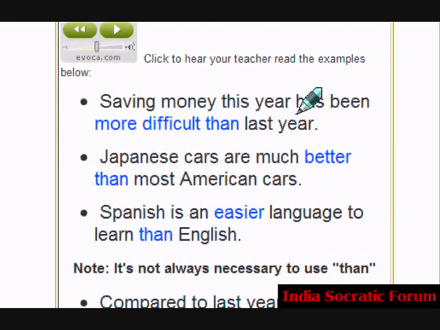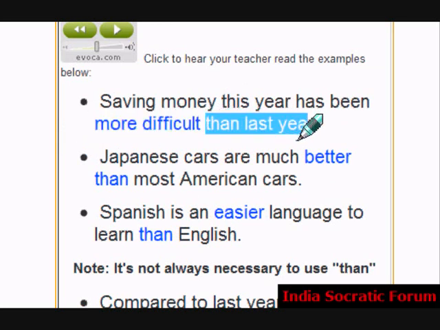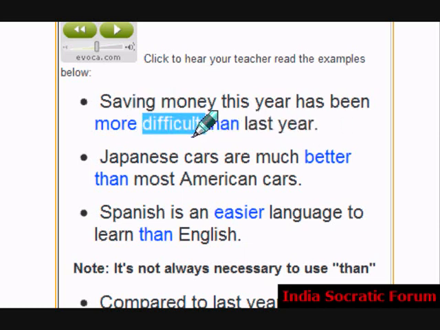Saving money this year has been more difficult than last year. Difficult, the comparative form is more difficult. Difficult is a three-syllable word. Every vowel sound can be separated as a syllable. How many vowel sounds do you hear? I, I, I. So there are three vowel sounds you hear. So it has three syllables.